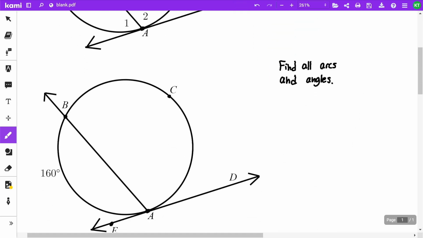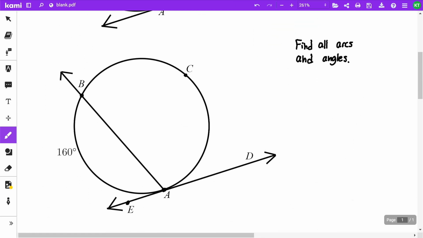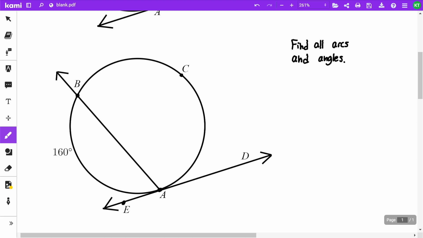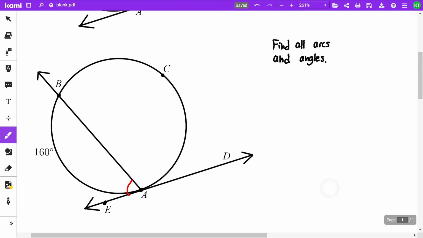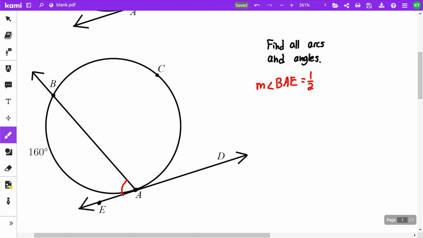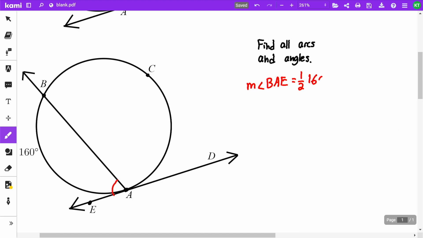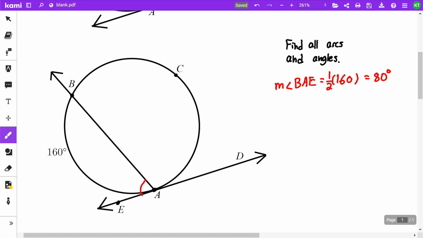So if we look down here, it wants us to find all arcs and angles. We are given arc AB, and we're going to find our first angle here, BAE. Like we said earlier, the measurement of angle BAE is going to be equal to 1/2 the measurement of arc AB. So 160 divided by 2 is going to be equal to 80 degrees. So we know this right here is going to be an 80-degree angle.